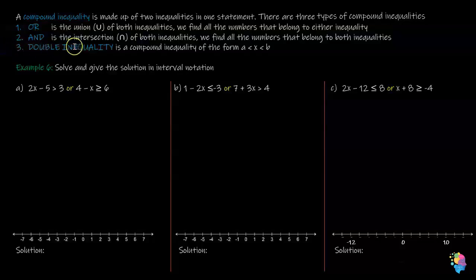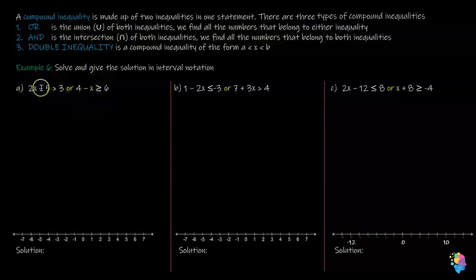And then we have the double inequality. That is a compound inequality that has this particular form. X will be between two values. So let's start example 6, and all of these will be OR statements. Remember, in an OR statement, we're looking for all the numbers that belong to either inequality. So let's begin. We will start by isolating the X on each of the inequalities separately.